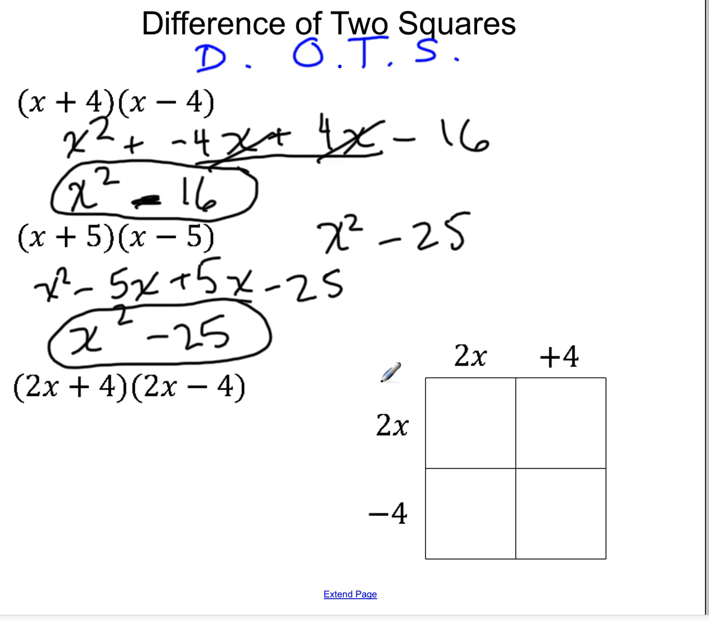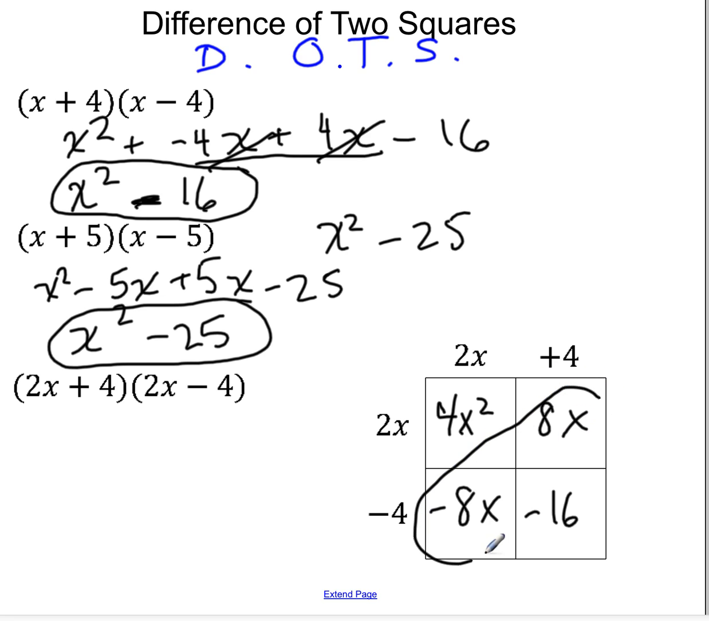This one here, very similar, but a little bit more complicated because I have 2x instead of just x. If I'm going to use the box method here, 2x and 2x is 4x squared. 2x and 4 is 8x. Negative 4 and 2x is negative 8x. And negative 4 and positive 4 is negative 16. When I combine these together, you'll notice that these two cancel out, as I said they would, and your final answer is 4x squared minus 16, or a difference of two perfect squares.